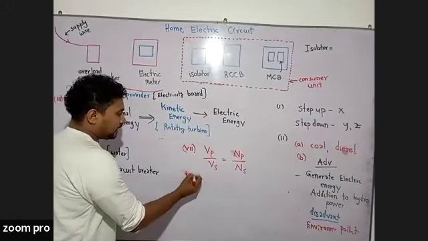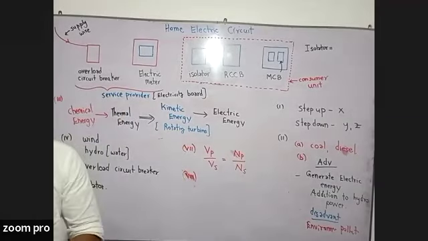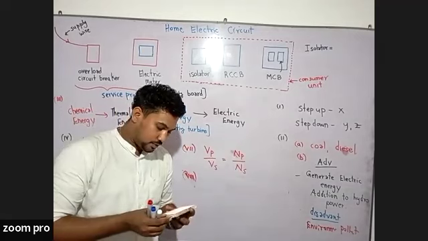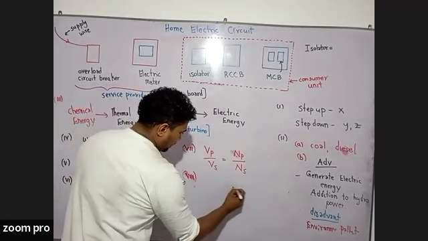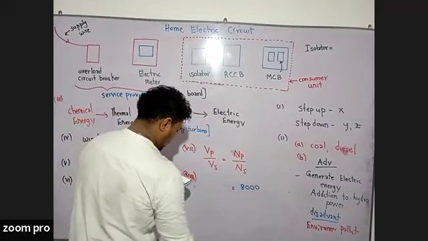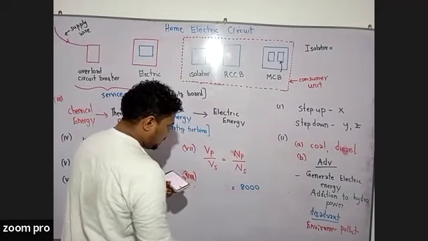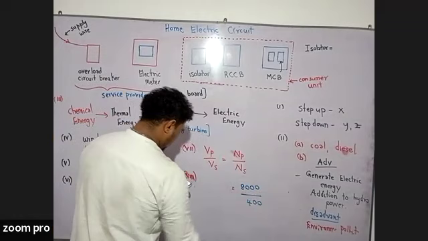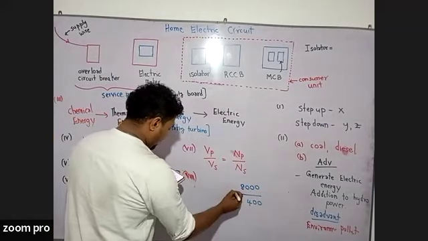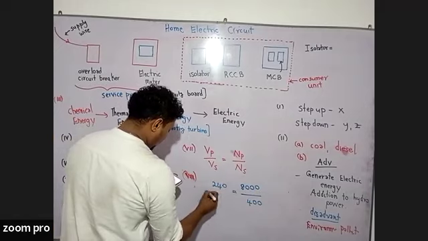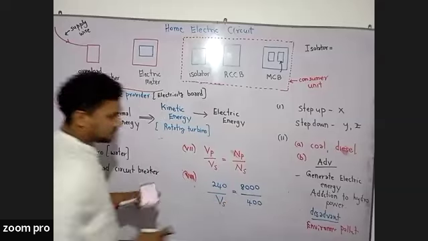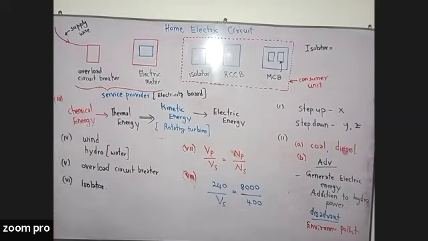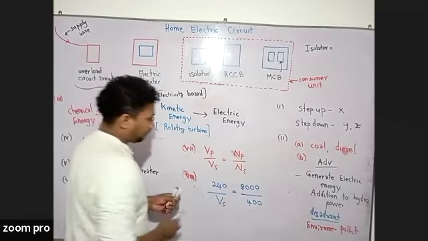So in the next question, they have given some values in a transformer. If the number of turns in the primary coil is 8,000, and let's substitute the relevant values, the number of turns in the secondary coil is 400. The voltage of the primary coil is 240, and you have to calculate the voltage of the secondary coil. Let's call it Vs. So by simplifying these values, you can obtain a value for Vs.